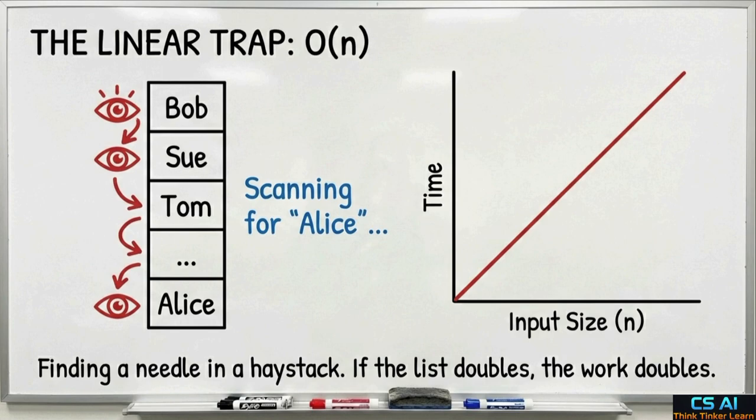While not as fast as O(1), linear time is often a very acceptable and common cost for many algorithms. The key is that the work scales predictably with the size of the input.